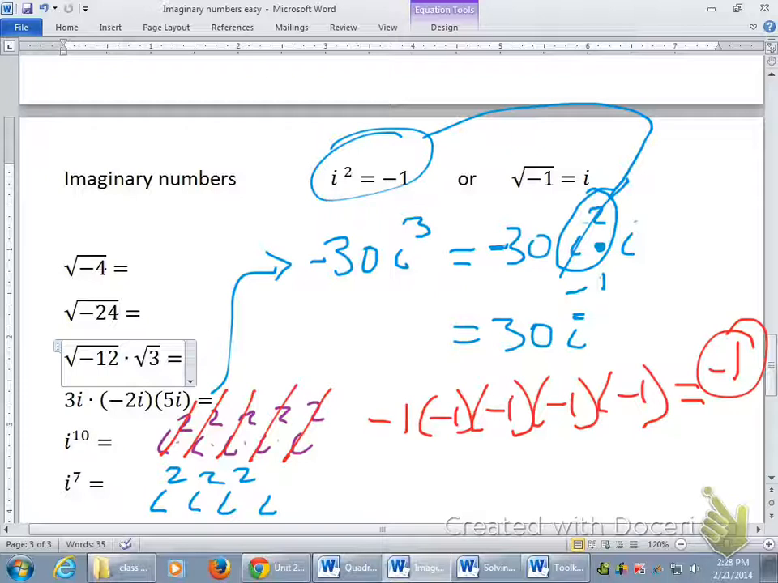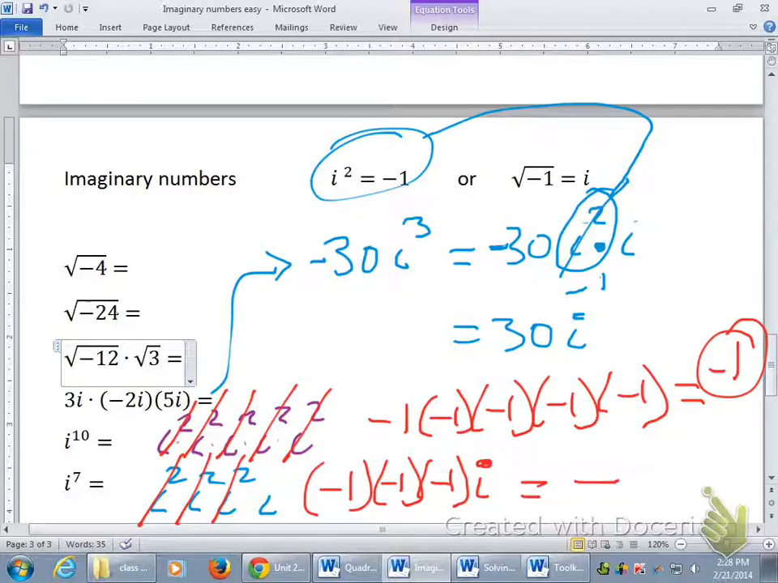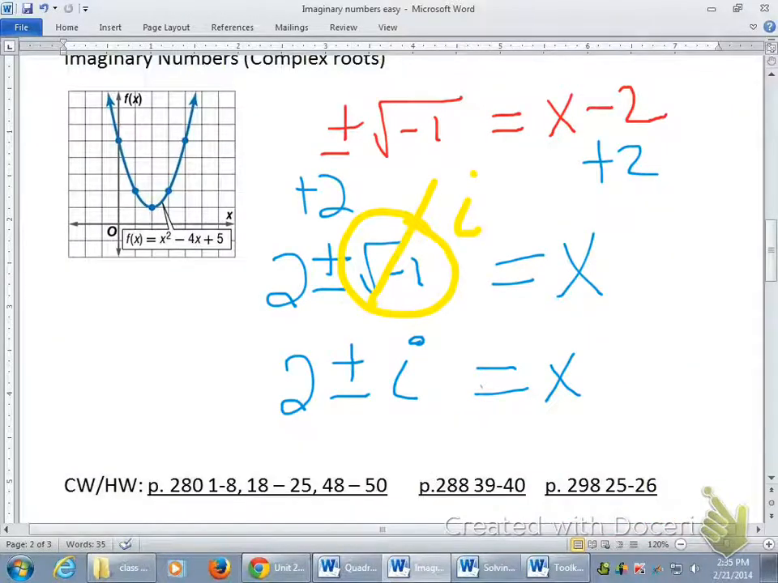Okay. Well, what are each of those i to the seconds? That's a negative 1. That's a negative 1. This one's a negative 1. But then there's still that lonely old i. Right? So what does all that equal? Negative 1i, or just negative i. Okay? Like I said, this is playing around, okay? It really is playing around.